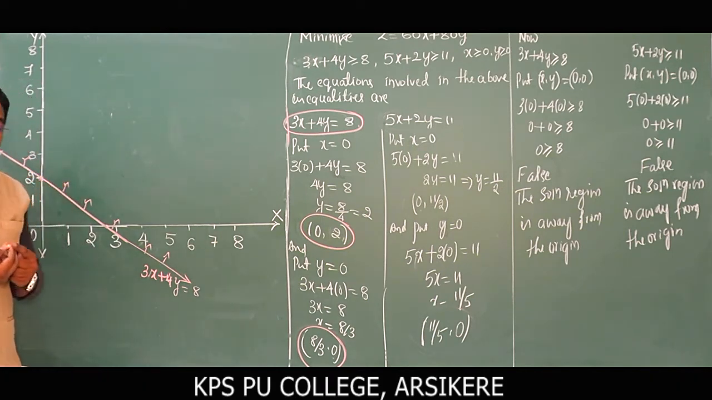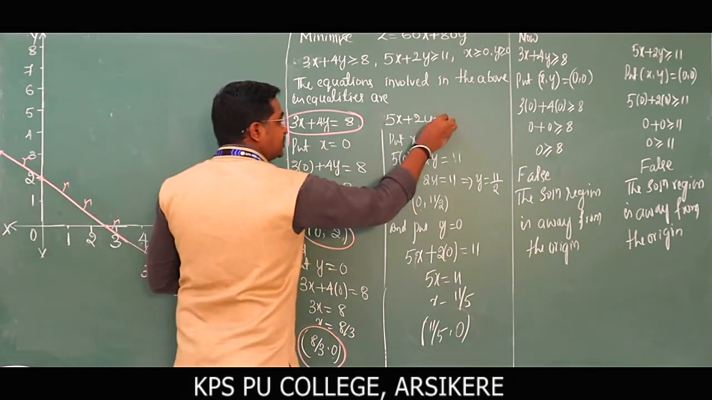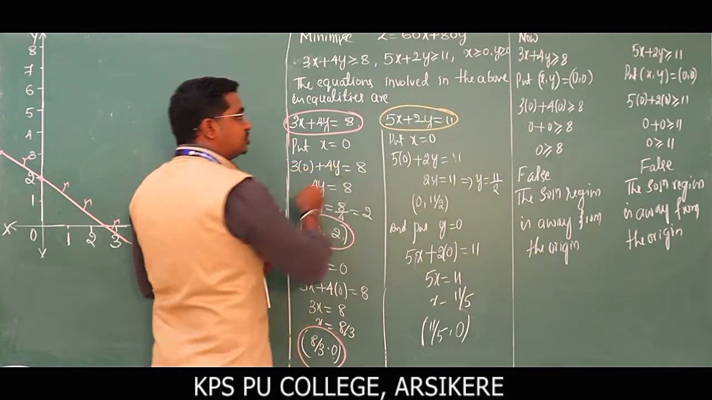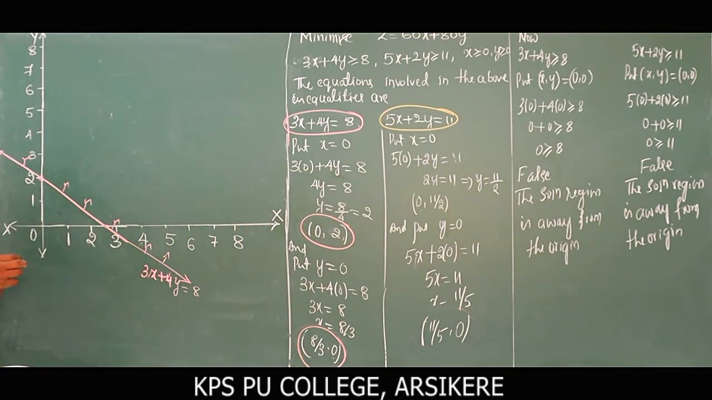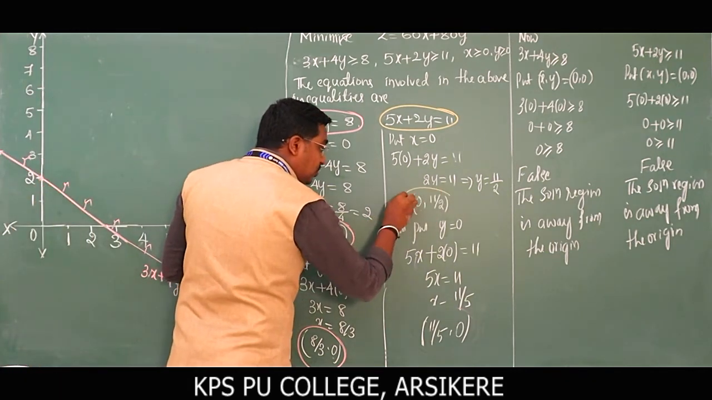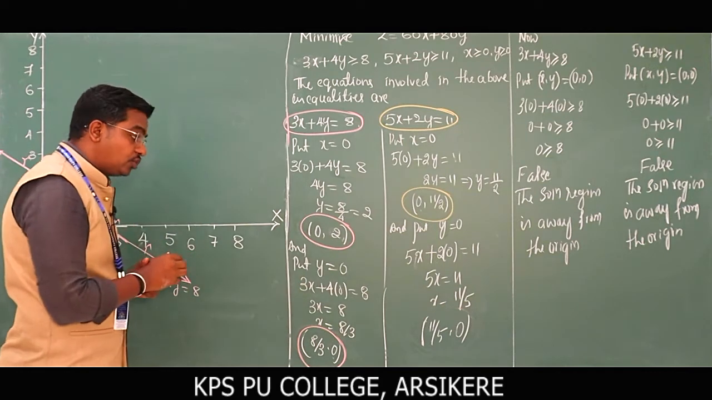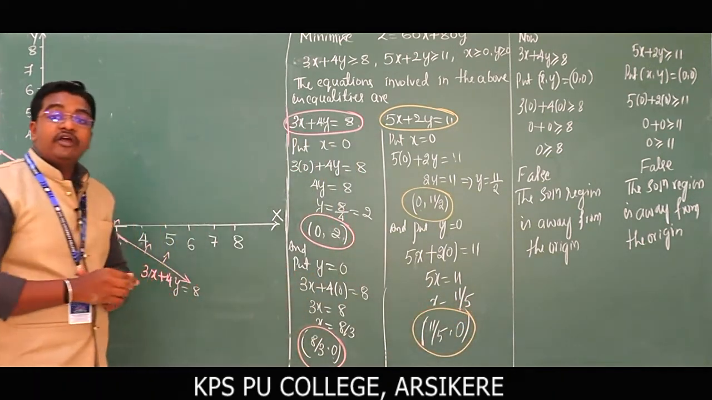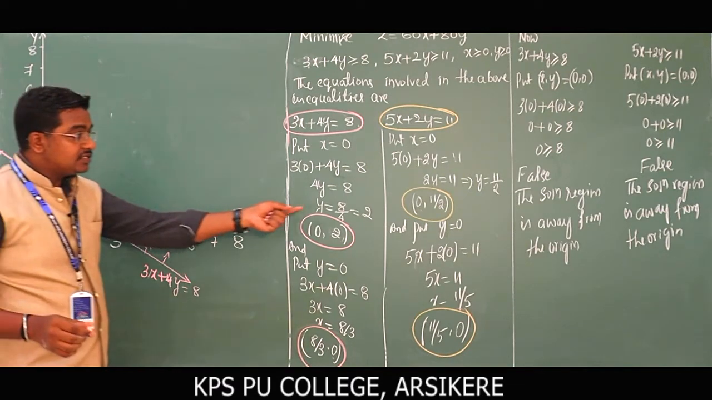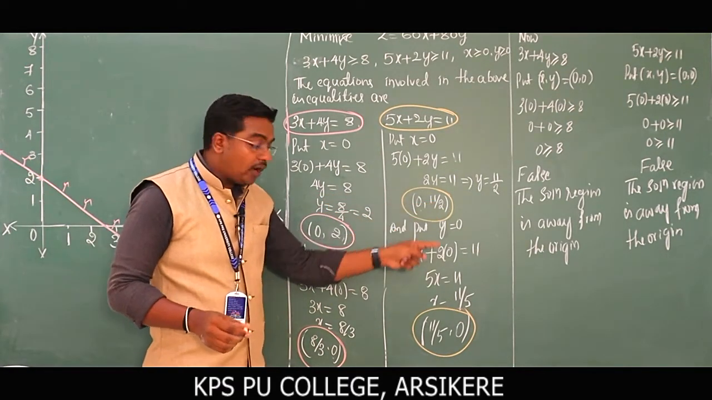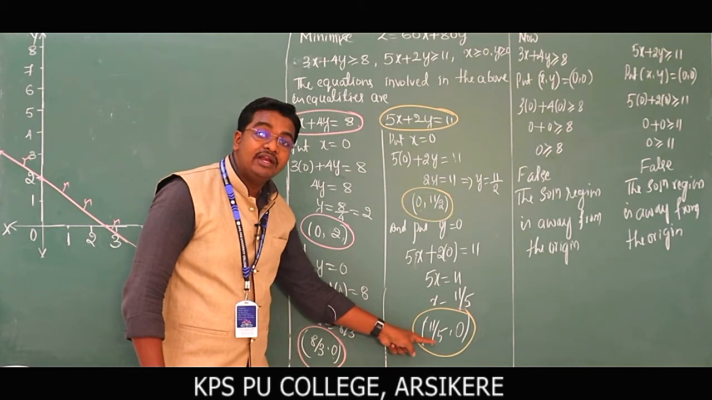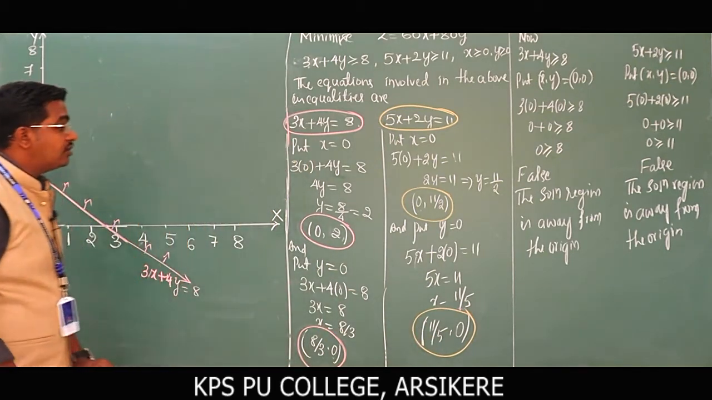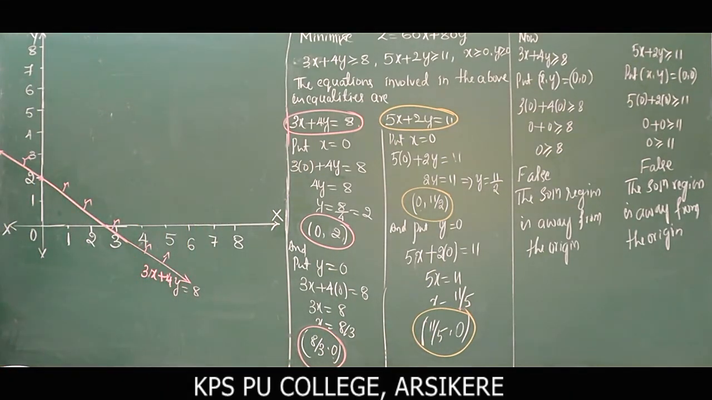What about the second one? The second equation here is 5x + 2y = 11. The point of intersection with the y-axis is (0, 11/2), and with the x-axis is (11/5, 0). Now draw the points. (0, 11/2).